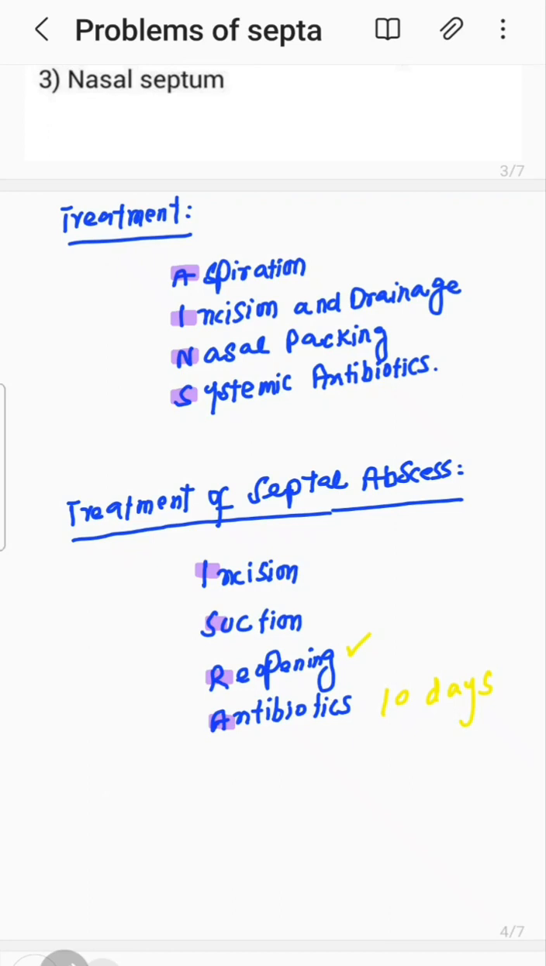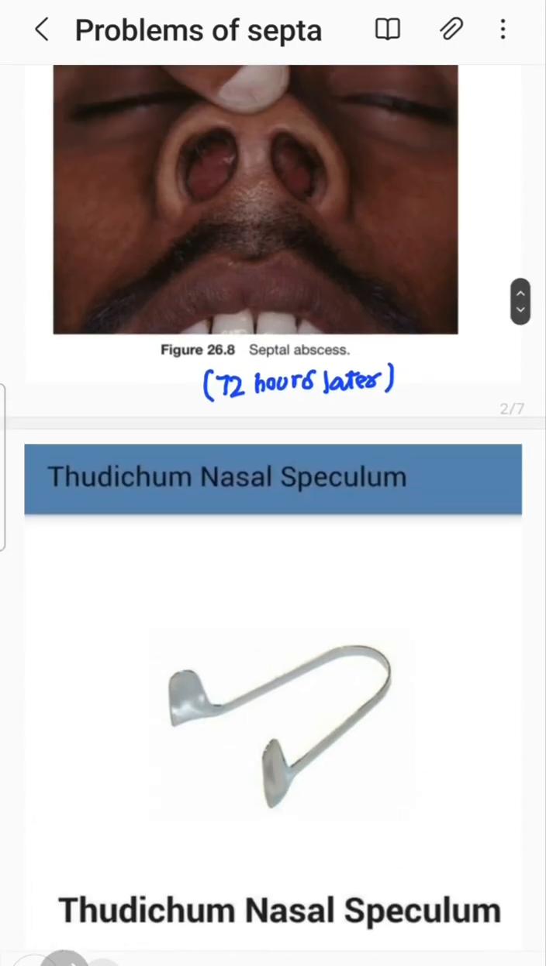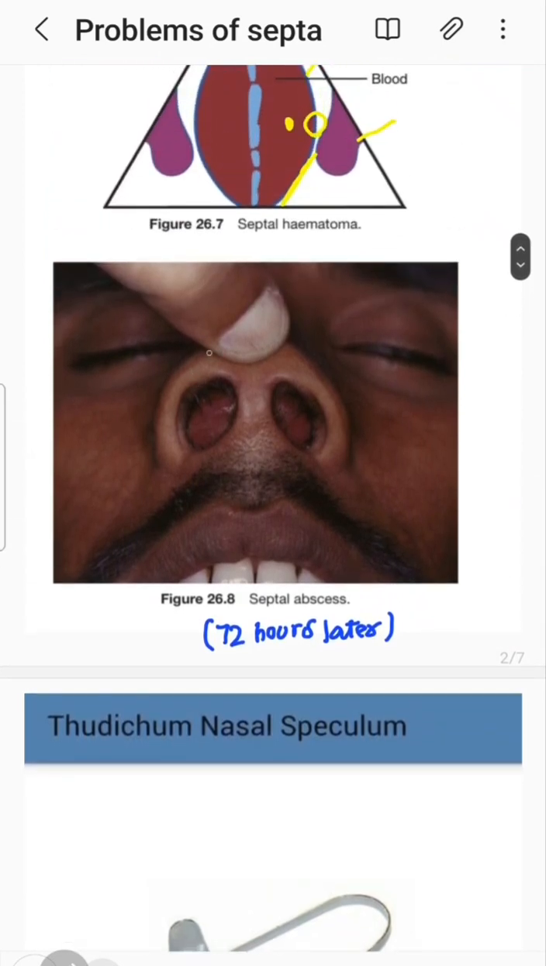It can lead to septal perforation, and it can lead to serious complications because this septal abscess is in the dangerous triangle of the face. This is basically the dangerous triangle of the face. So this septal abscess can spread to our cavernous sinus, or it can cause meningitis, and these complications are pretty serious, though they are rare.